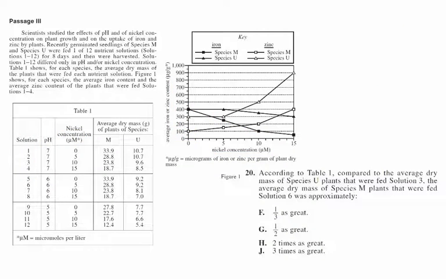According to table 1, compared to the average dry mass of species U plants that were fed solution 3, the average dry mass of species M plants that were fed solution 6 was approximately. So we have to do some basic math here. So the species M plants are 28.8, the species U are 9.6. So the species M plants are about 3 times greater, because 3 times 9 is 27, so 9.6. So 3 times is great. So your answer has to be J.